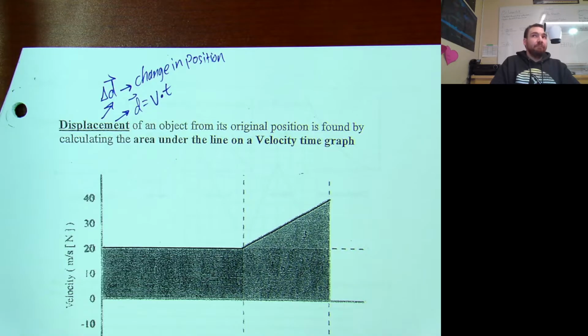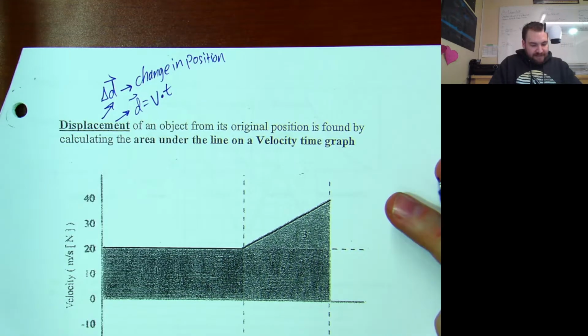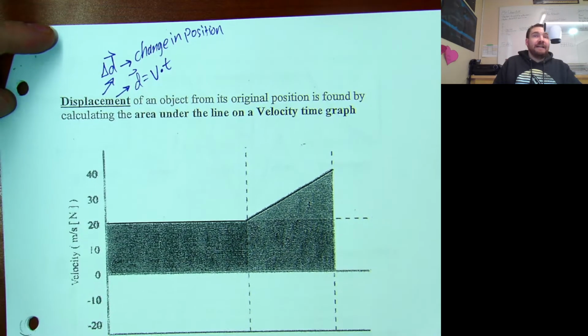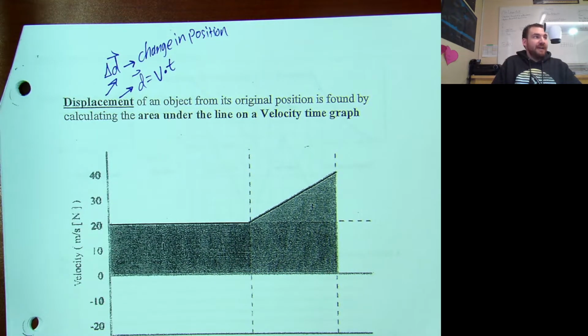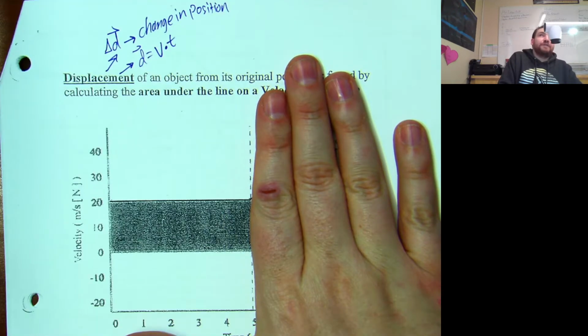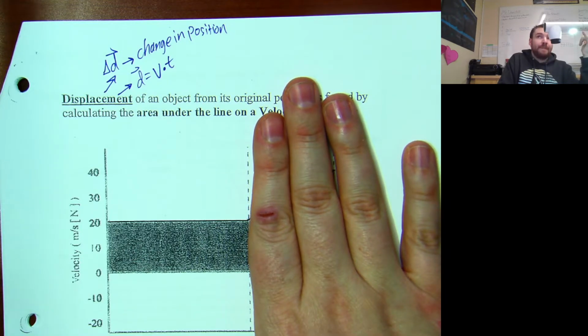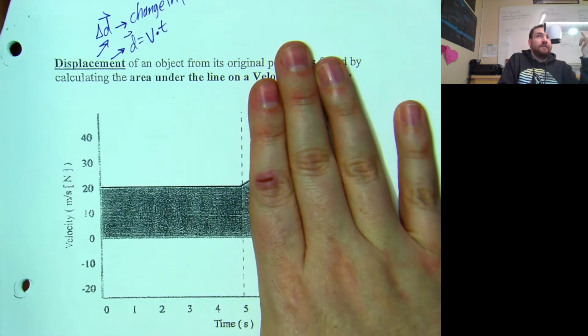Well, isn't that interesting? What if I didn't give you any data, I just gave you a graph and I said, let's find the displacement. What's happening here in this first chunk on the graph? We're going a constant 20 meters per second for how long? For 5 seconds.